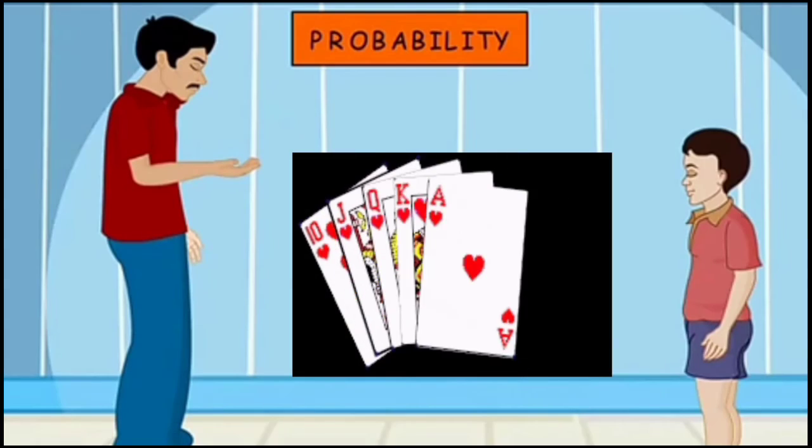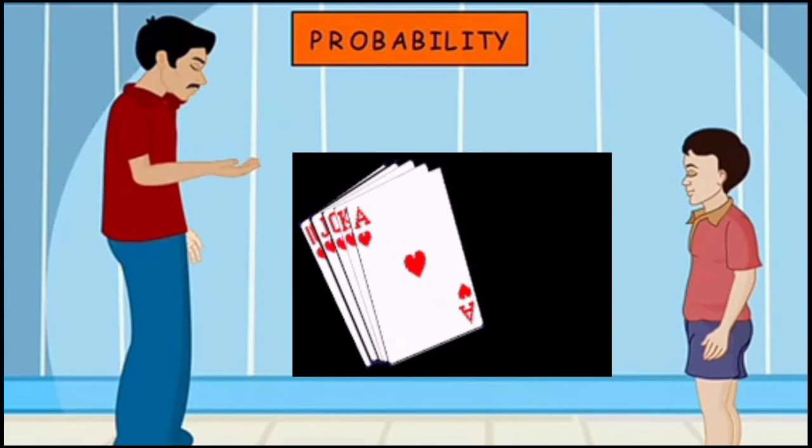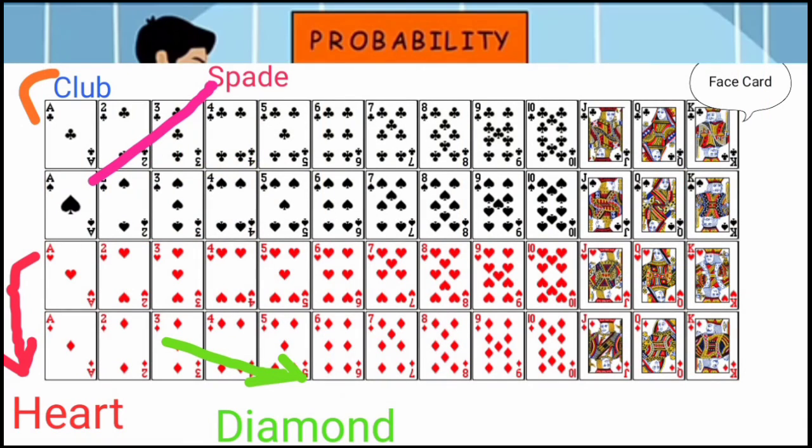Now, let us take an example related to playing cards. Have you seen a deck of playing cards? It consists of 52 cards, which are divided into 4 suits of 13 cards each: spades, hearts, diamonds and clubs. Clubs and spades are of black color, while hearts and diamonds are of red color. The cards in each suit are ace, king, queen, jack, 10, 9, 8, 7, 6, 5, 4, 3 and 2.